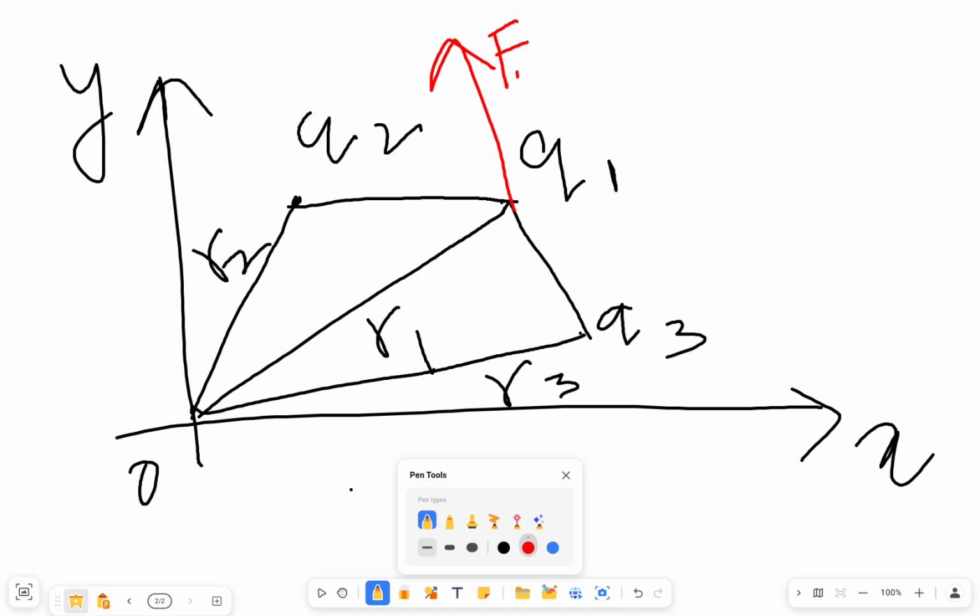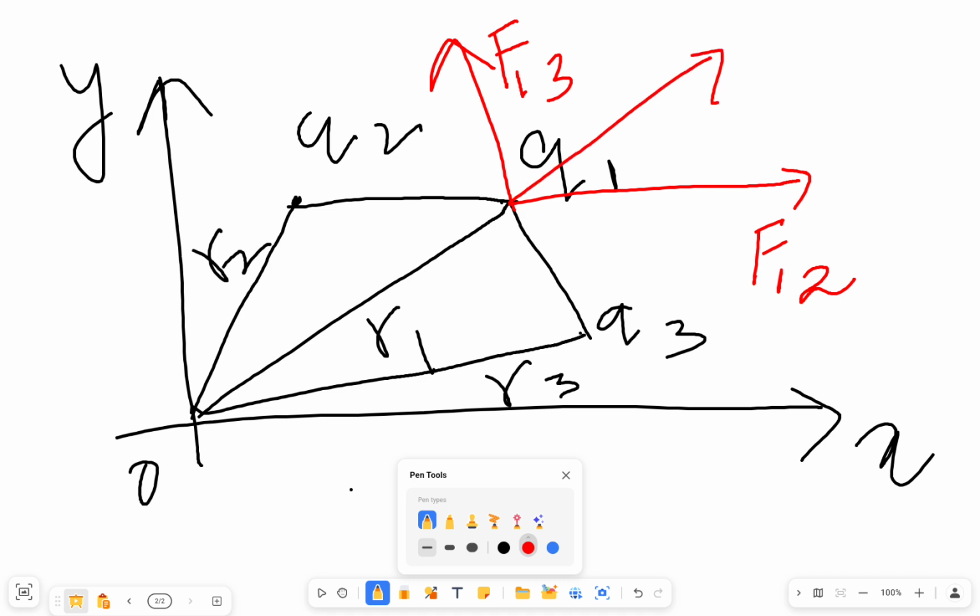The force acting on Q1 due to Q3, and in this direction the force acting on Q1 due to charge Q2. Sorry for the mistake. So the resultant force will be in this direction, and using the parallelogram law of vector addition, we can find out the resultant force acting on Q1 due to both the charges. So let's find out F13 and F12.